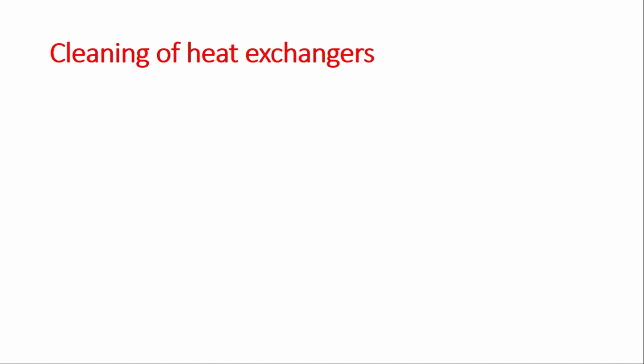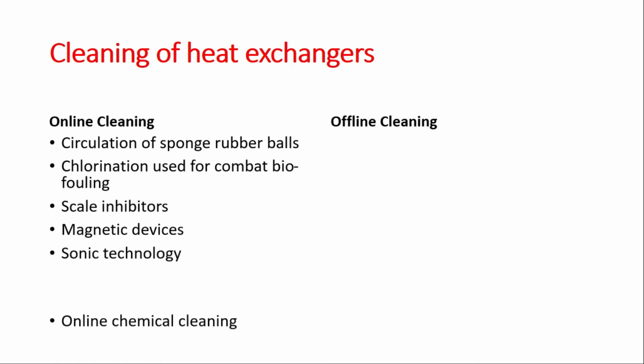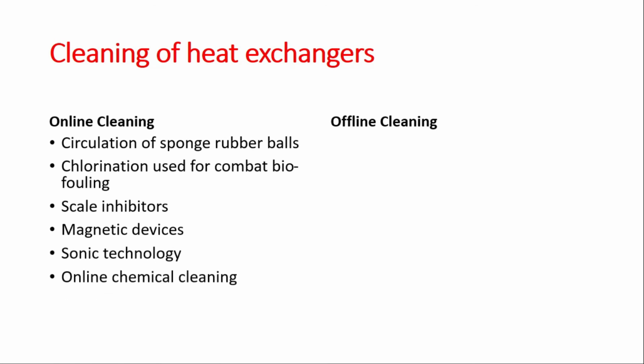One very important thing to know is how the cleaning of the heat exchanger is carried out. There are two different kinds of cleaning, known as online cleaning and offline cleaning. With online cleaning, while running the heat exchanger, we can circulate different kinds of materials in order to minimize the corrosion or to clean the heat exchanger. So these are the different ways by which we can use online cleaning to clean the heat exchanger.